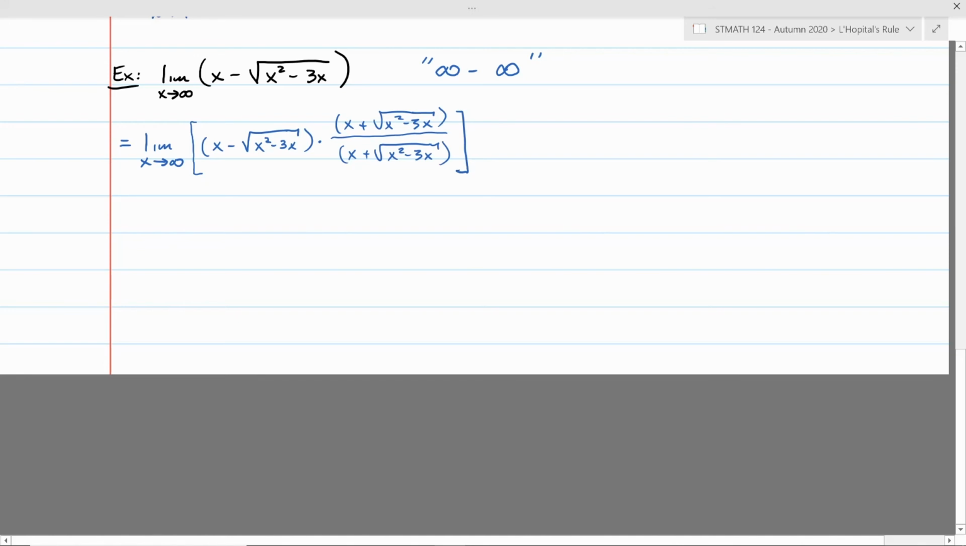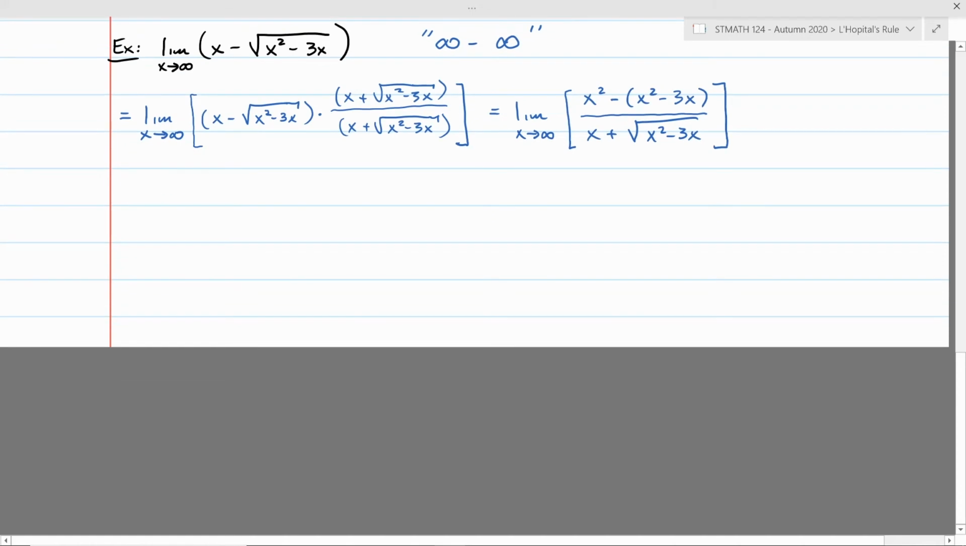And so if I multiply this out, multiplying the terms in the numerator, I would get x squared, and then minus the quantity x squared minus 3x, because when you multiply that radical times itself, the radical goes away. And in the denominator, you have x plus the square root of x squared minus 3x. Notice that the numerator just reduces to 3x, and we've got x plus the square root of x squared minus 3x in the denominator, as x goes to infinity.